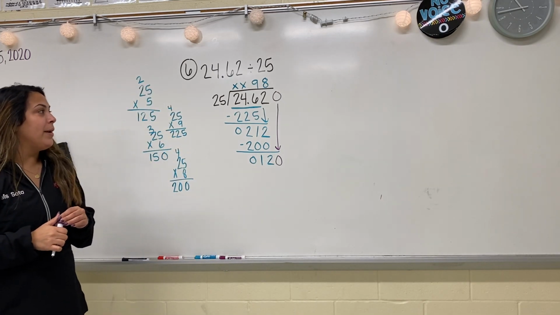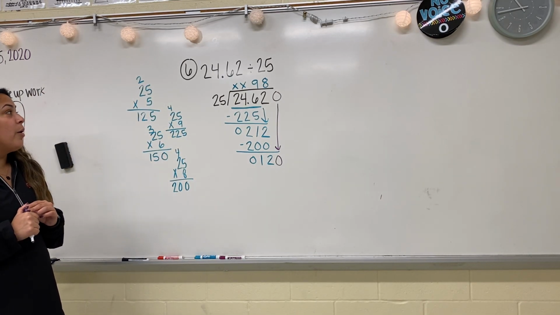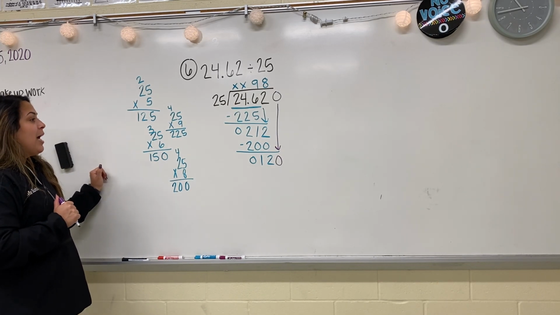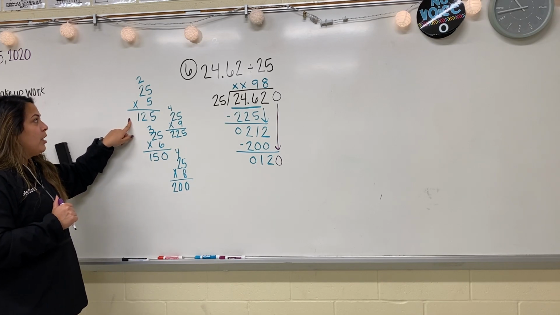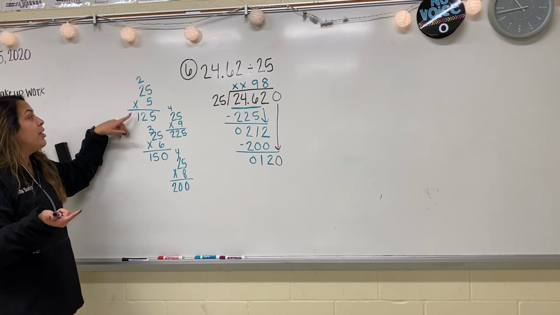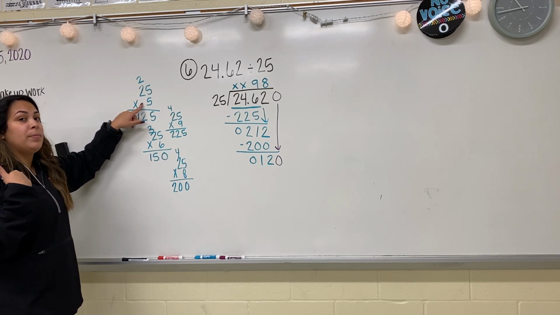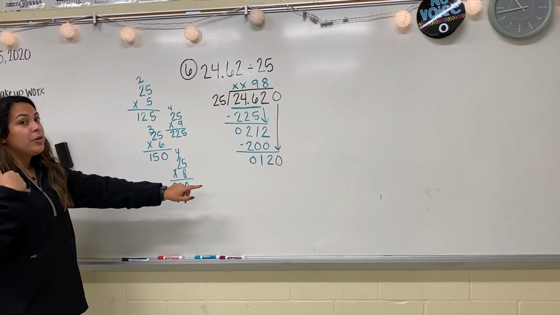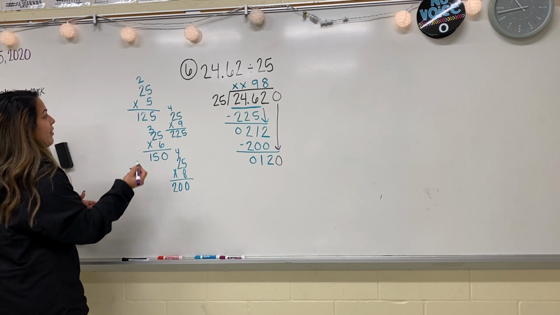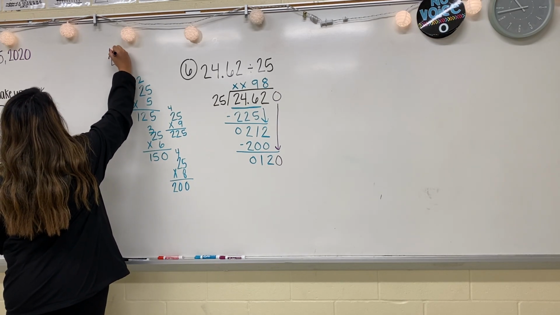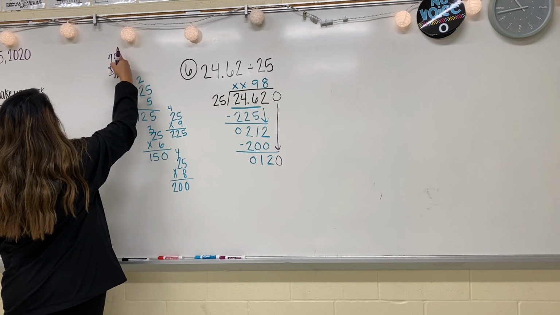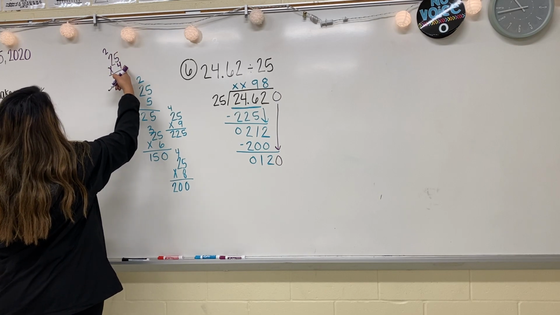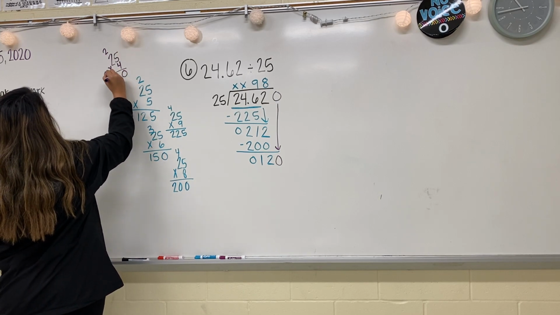Now I need to figure out how many times 25 can go into 120. Now, if I look at the scratch work that I've done, I see I have 125. That is higher than 120, so that tells me that I need to multiply 25 by a number less than 5 to see if I can get close to 120. So I'm going to do 25 times 4. 5 times 4 is 20, so I'll put my 0, carry my 2. 2 times 4 is 8. 8 plus 2 is 10.